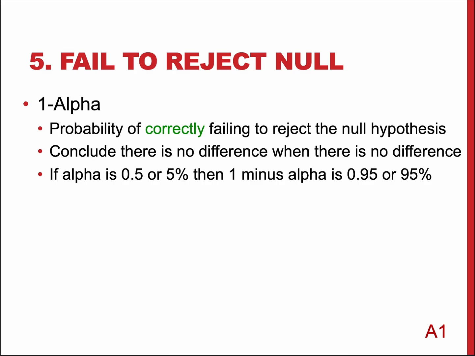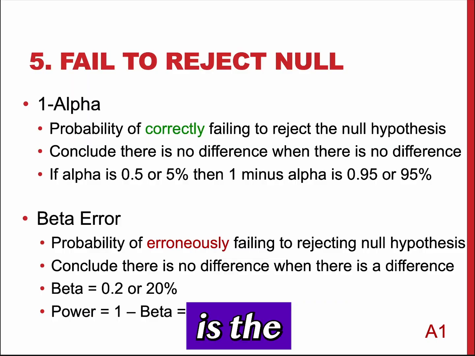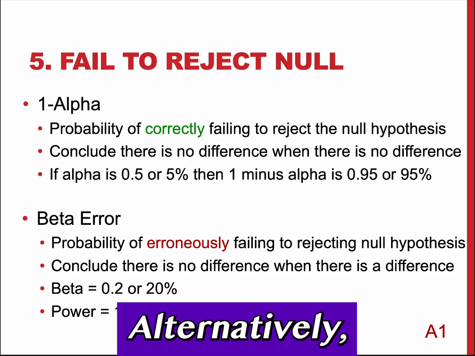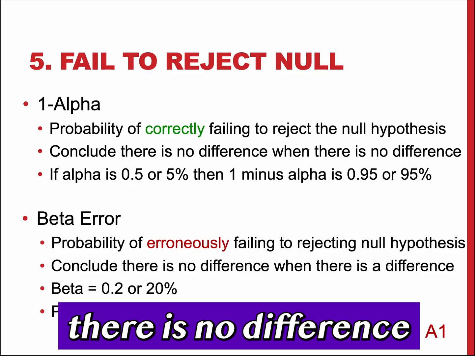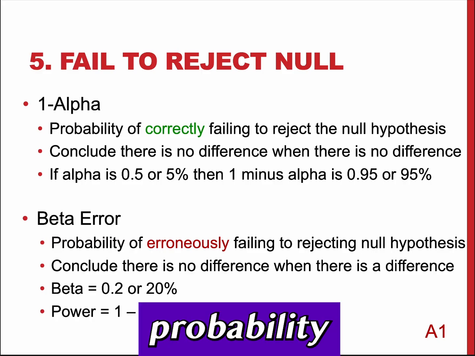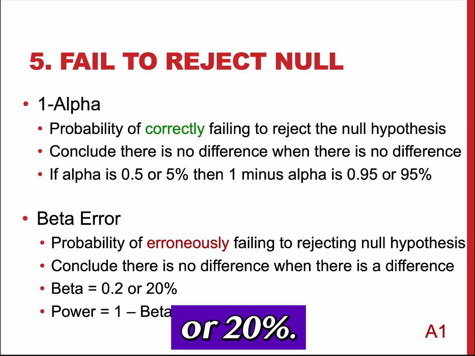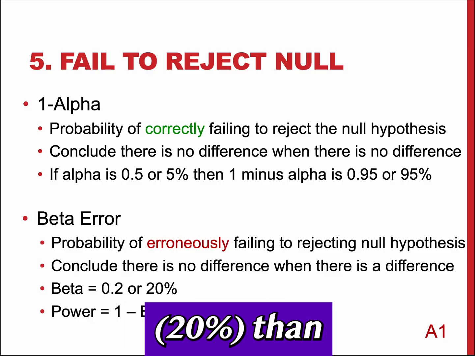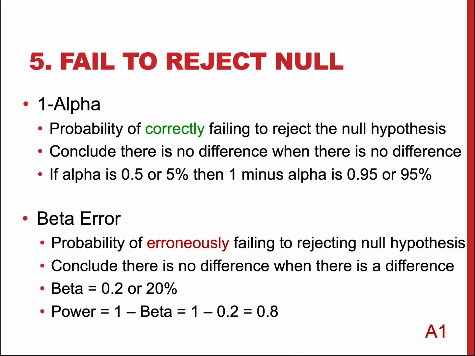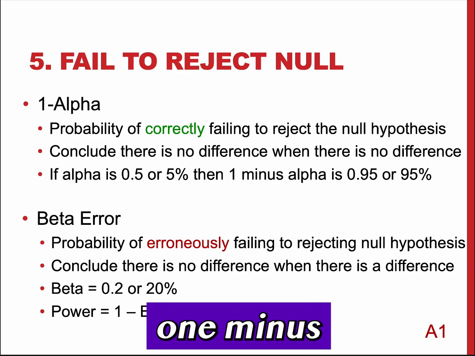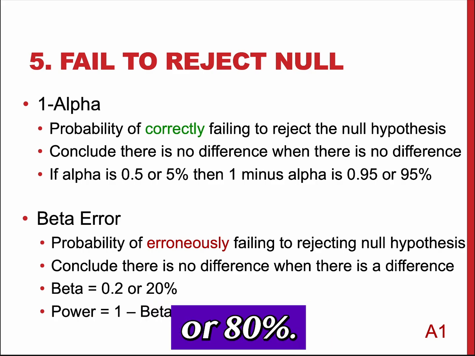A beta error is the probability of erroneously failing to reject the null hypothesis. Alternatively, a beta error is the probability of concluding there is no difference when there is a difference. Again, we have somewhat arbitrarily set a standard probability of a beta error to be acceptable at 0.2 or 20%. Notice that we are willing to accept a higher level of beta error, 20%, than alpha error, 5%. If the probability of a beta error is 0.2 or 20%, then power, which is 1 minus beta, is 0.8 or 80%.